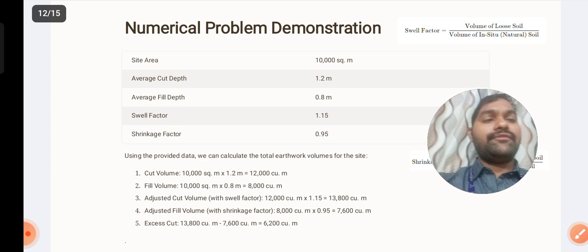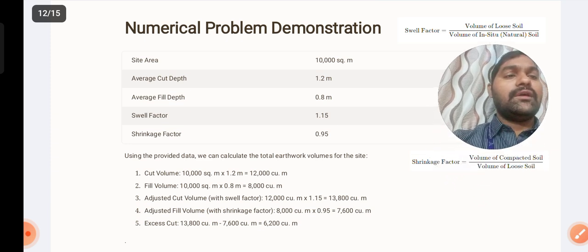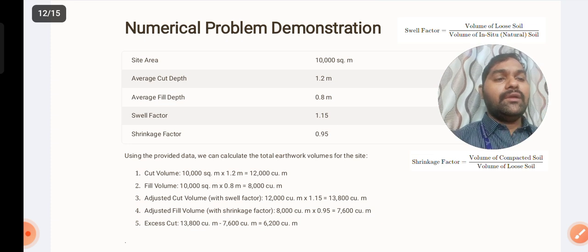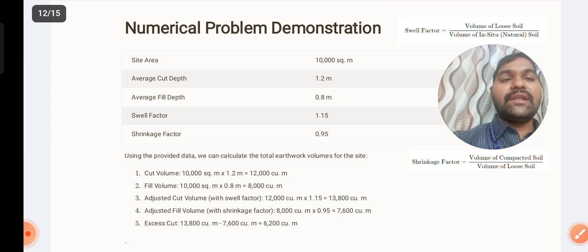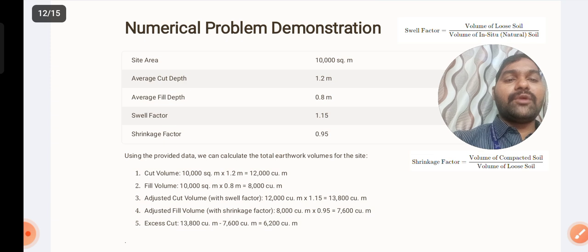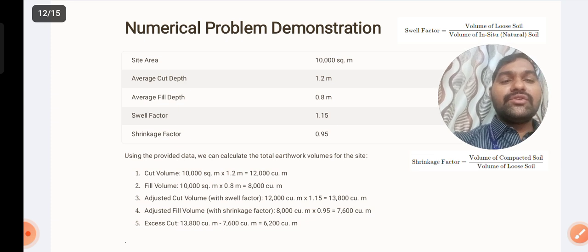So in that volume of in situ soil, the shrinkage factor is equal to the volume of compacted soil by the volume of the loose soil. If you see here, the data is given: site area is 10,000 square meters, cut depth is 1.2, fill depth is 0.8, swell factor is 1.15, and shrinkage factor is 0.95. Likewise, with the data given, we calculate the quantities.